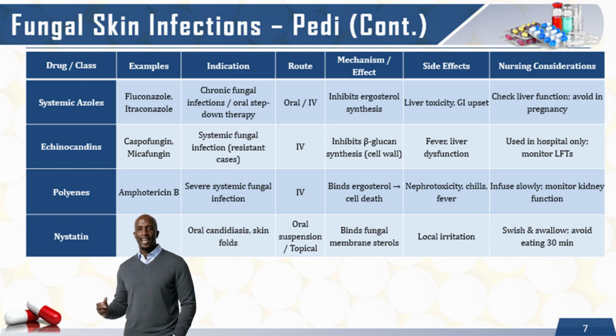Polyenes, such as amphotericin B, treat severe systemic fungal infections. They bind ergosterol and cause fungal cell death. However, major side effects include nephrotoxicity, fever, and chills, requiring slow infusion and kidney monitoring.